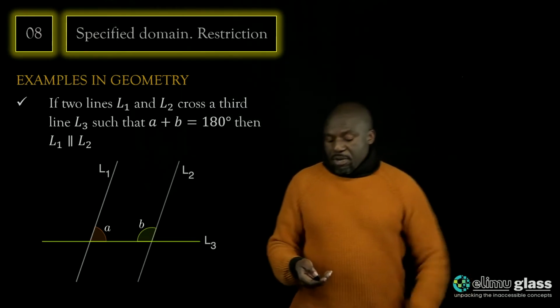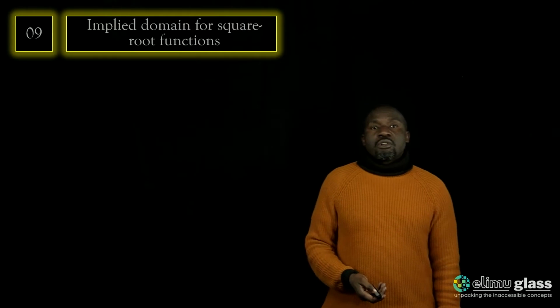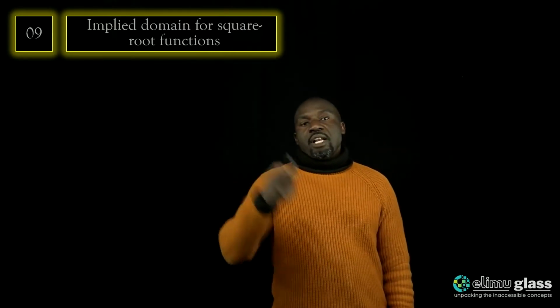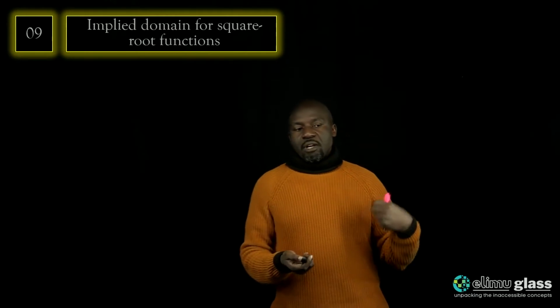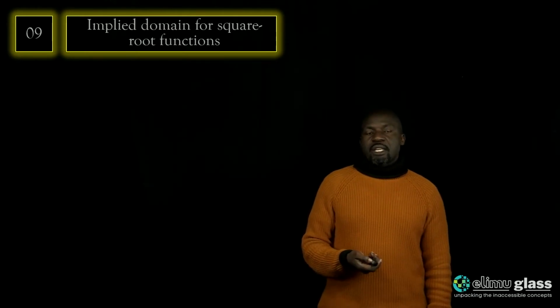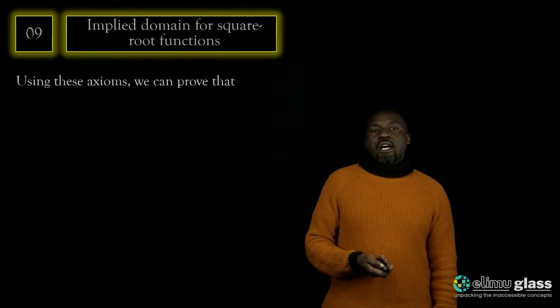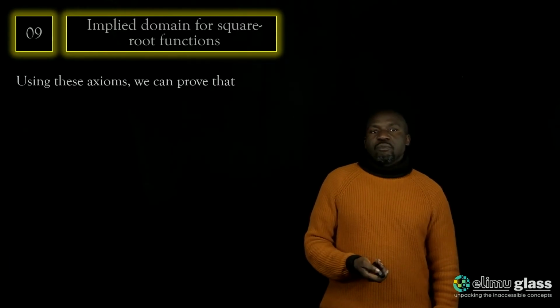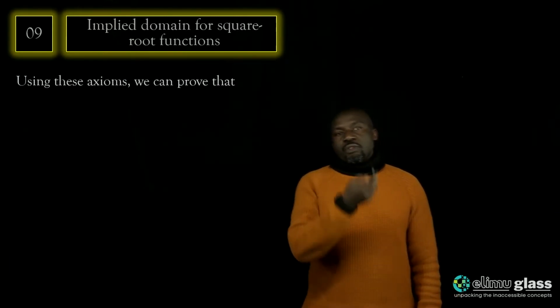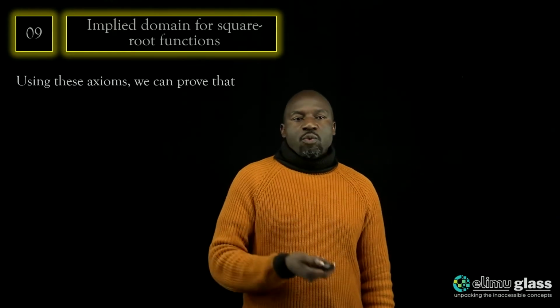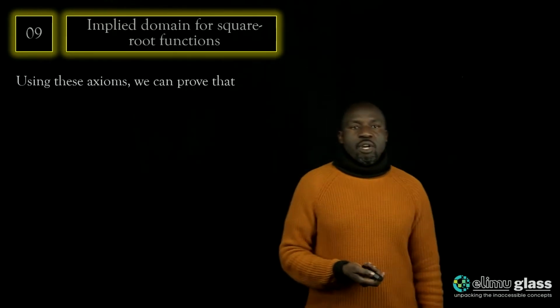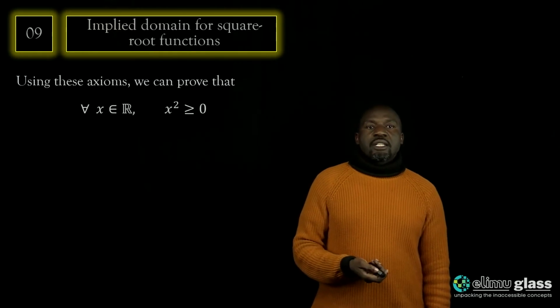So why are we talking about these axioms? It's because when we want to determine the implied domain of certain function, we need to go back to the ground rules about axioms. And some of the axioms we're going to talk about are coming up now. All right, so we can prove using those axioms, for example, that if we square a number, the result we get can never be negative. When we square a number, our result is always positive.